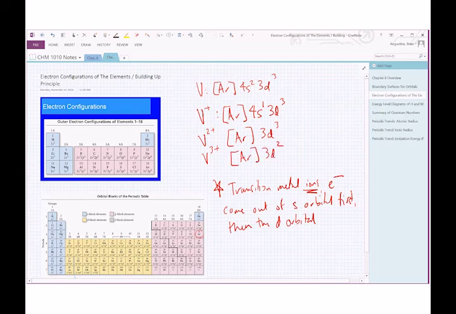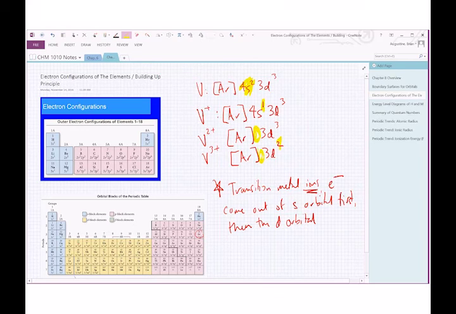Okay, you see what's happening? Vanadium has 2 s electrons originally. I start pulling s electrons out. There are no s electrons left here. Then I begin removing the d electrons. All right, it's not a trick. It's not an exception. It's just the way transition metals do it. That's the way nature does it.